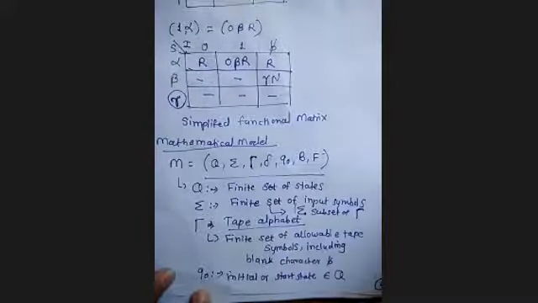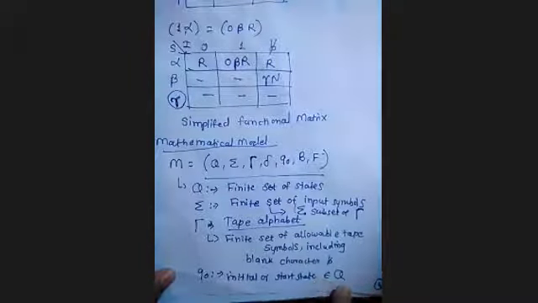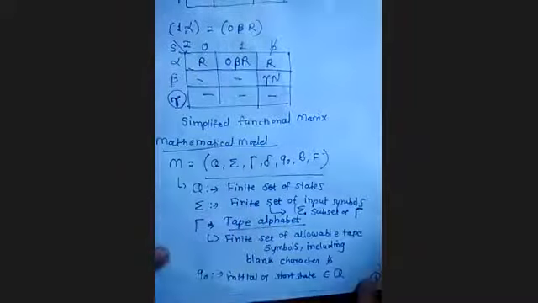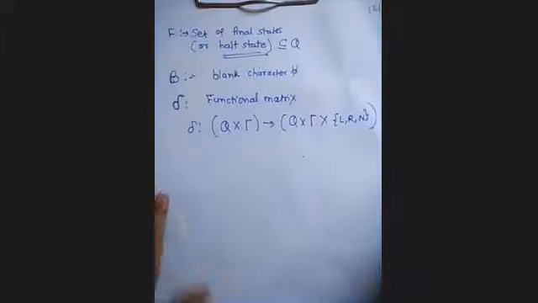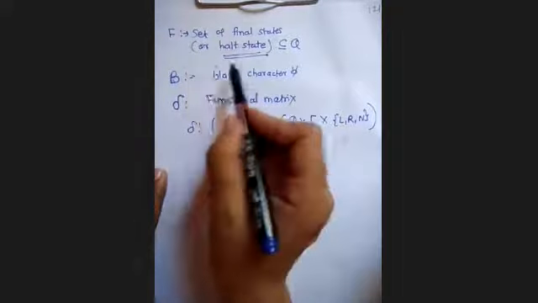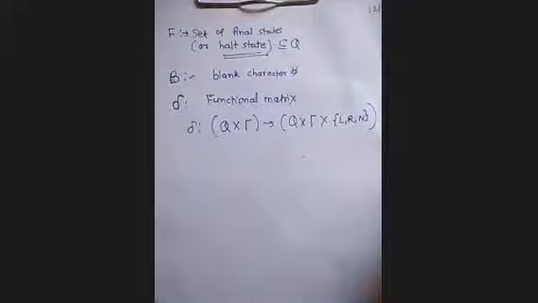Here Q0 is what? The initial or start state, which belongs to Q, which is an element of Q. Then F is what? F is a set of final states or halt states. Now in this case I told you that once you reach the halt state, there is no outgoing edge from the halt state.